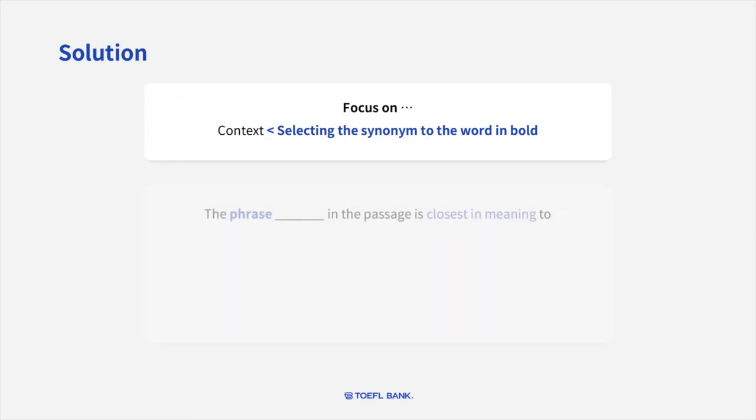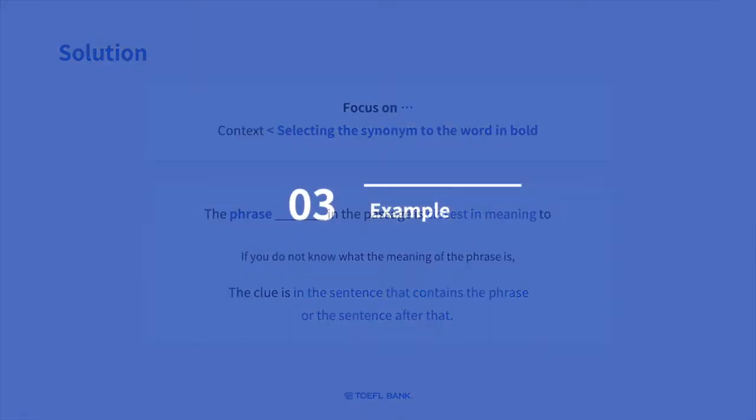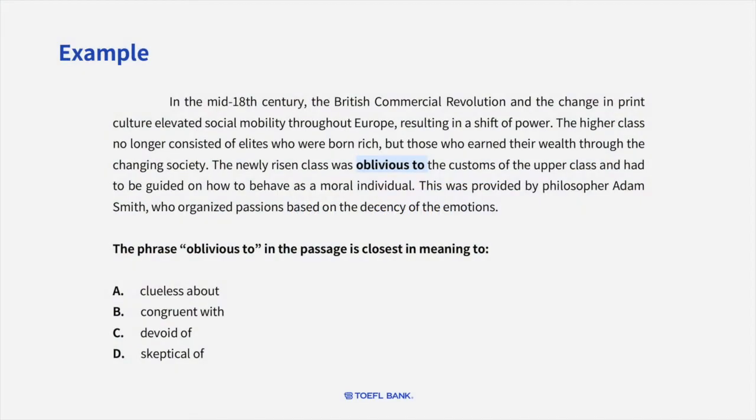But for questions asking about a phrase, of course it's best to find the synonym, but if you do not know what the meaning of the given phrase is, there are cases where there's a clue to what the phrase means in the sentence that contains the phrase or the sentence after that. So don't give up, and if you don't know the given word, try to find clues in the passage and make a smart guess. Now let's solve a couple of questions. First, pause the video and solve the problem.